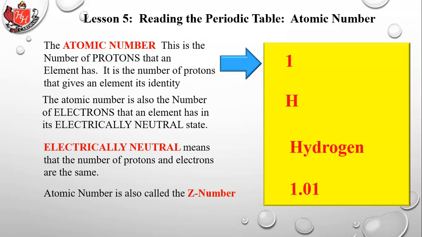Atomic number is also called the Z number, so you'll hear that term used occasionally. Sometimes it's called atomic number, sometimes Z number. You'll hear it both ways.